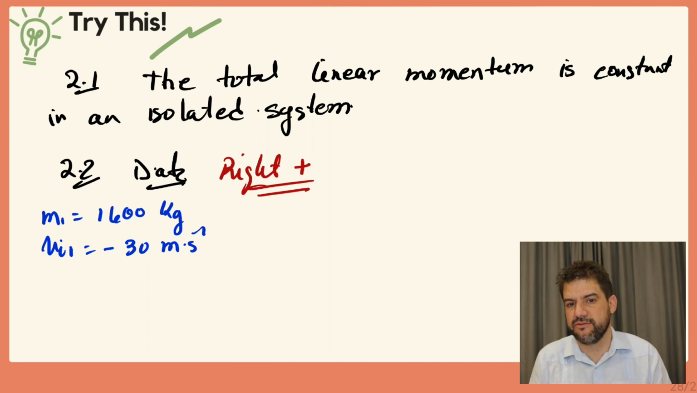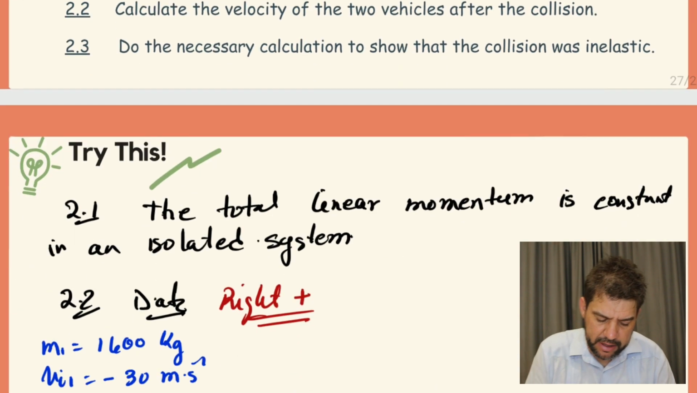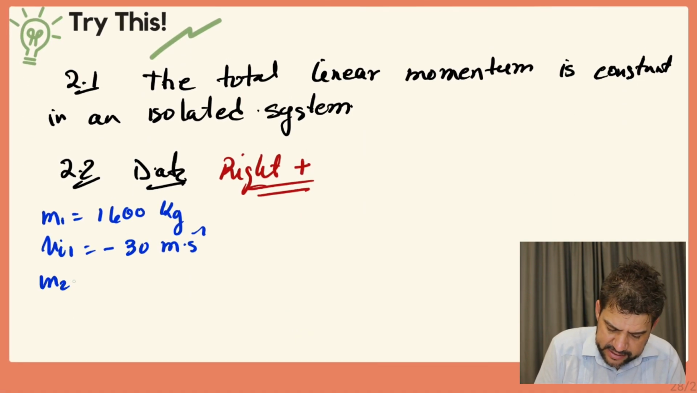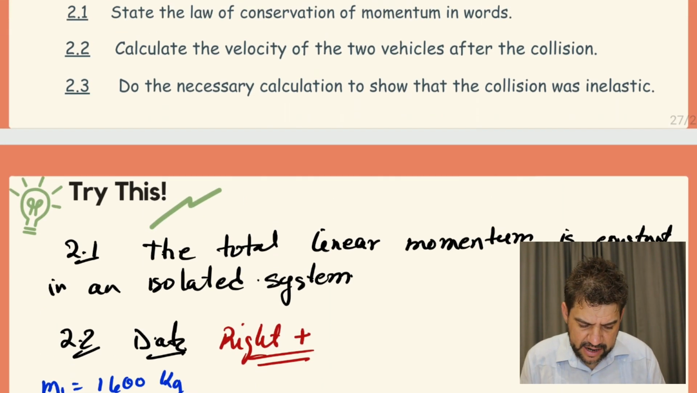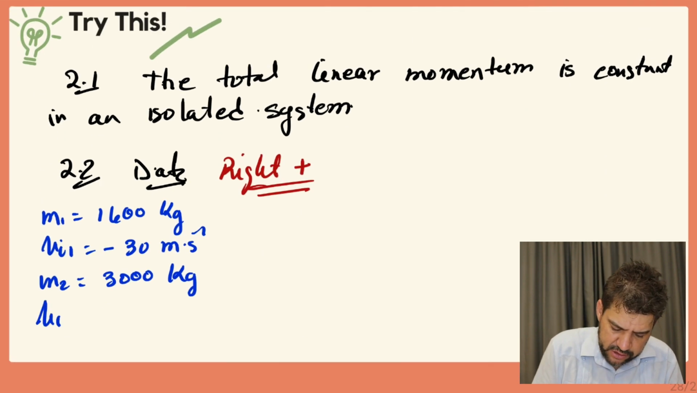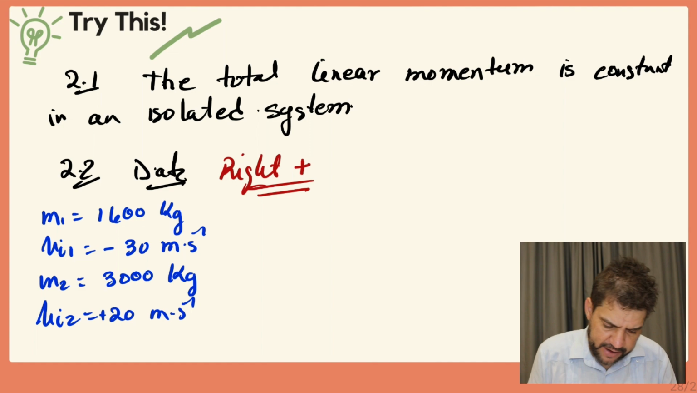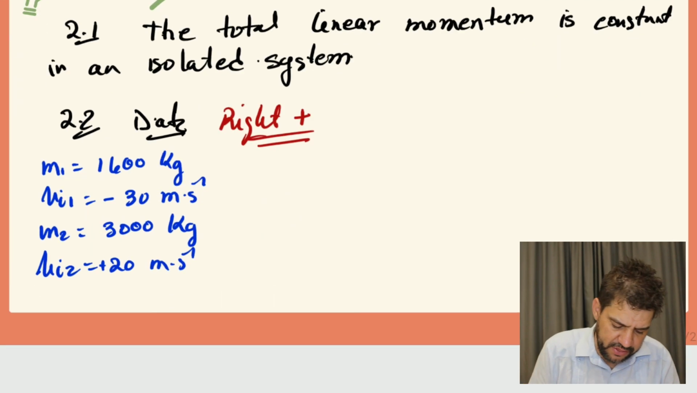Negative because we say right is positive. The question is telling you that it's traveling to the left, it means it's negative. So it collides head on with a minibus of 3,000 kilograms. M2 is 3,000 kilograms, traveling at 20 meters per second to the right. So the initial velocity 2 is equal to 20 meters per second, positive because it's to the right. And then, they say they move as a unit, calculate the final velocity of the two cars.